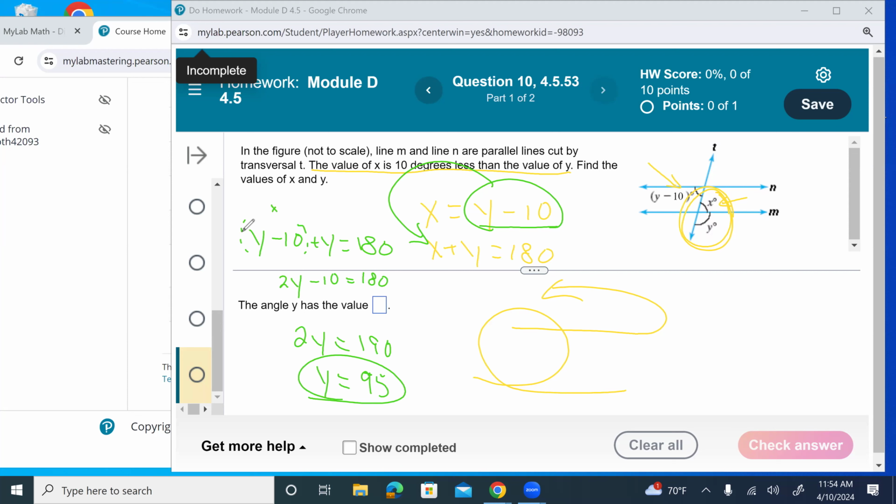How do I get X? You would put 95 in for Y, minus 10. It'd be 85. If you're putting the 95 right here, 95 minus 10 is 85. Okay, now I think that's all the questions, but here's some other stuff that comes up in real life.